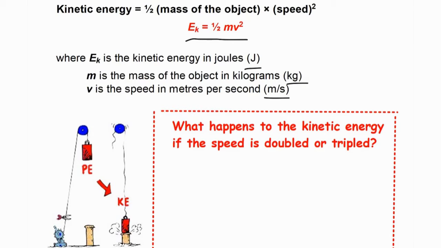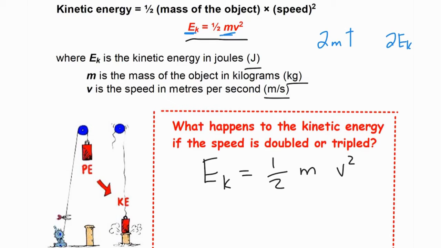Now if we look at what happens if the speed is doubled or tripled, we see that this relationship is a little bit different than if just the mass is doubled. So I have 1/2 mv squared. If the mass were to be doubled, there's a direct relationship between mass and kinetic energy. If I have 2 times the mass, I have 2 times the kinetic energy. If I have half the mass, I have half the kinetic energy. So there's a direct relationship between mass and kinetic energy.